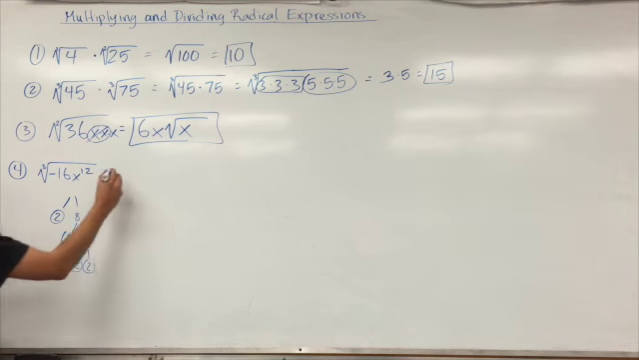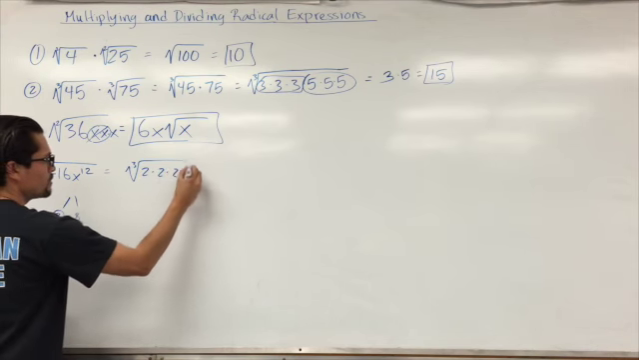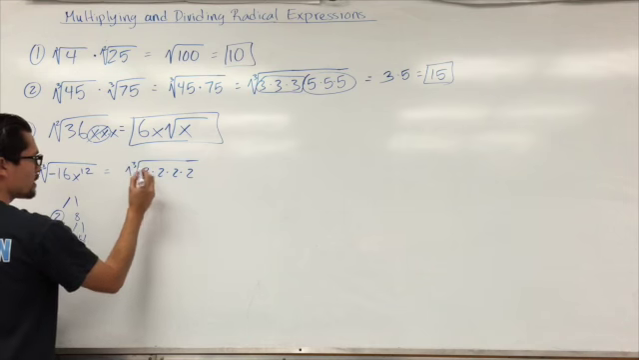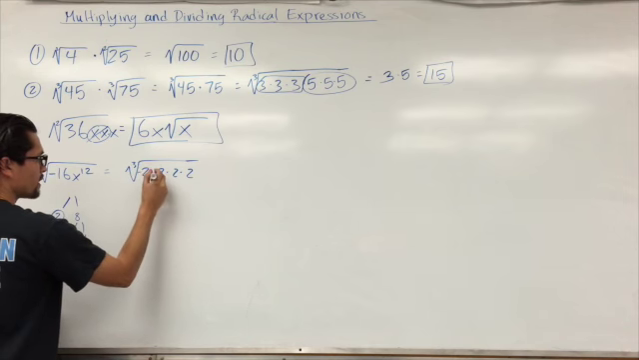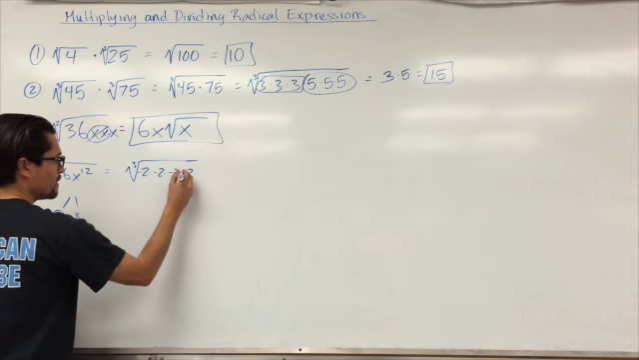So 16 is 2 times 2 times 2 times 2. One of them must be negative though, or 3 of them must be negative, okay? So since it's negative 16, what I could do is turn 3 of them negative and leave the last one positive.